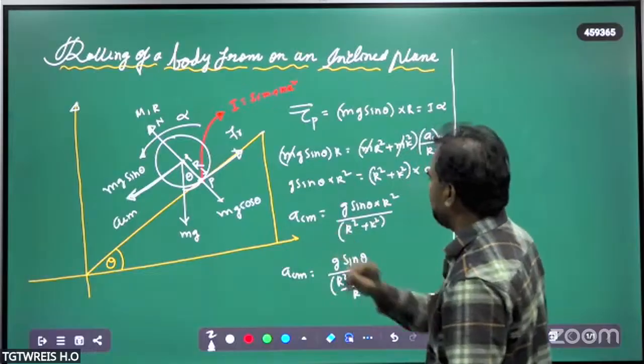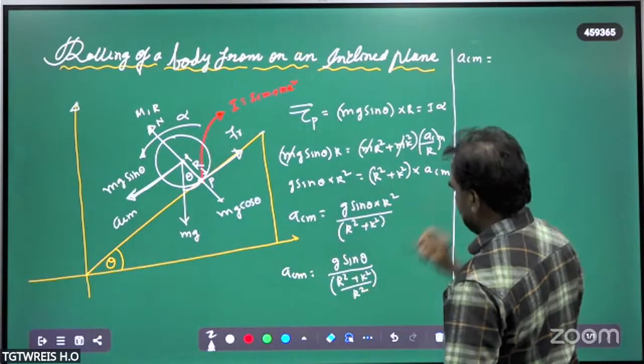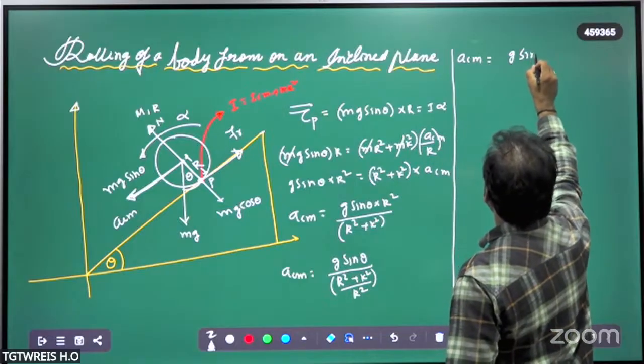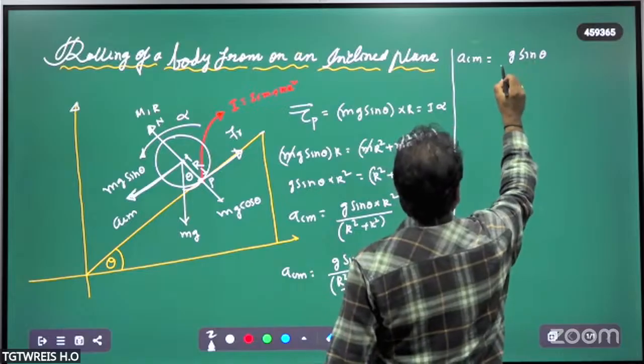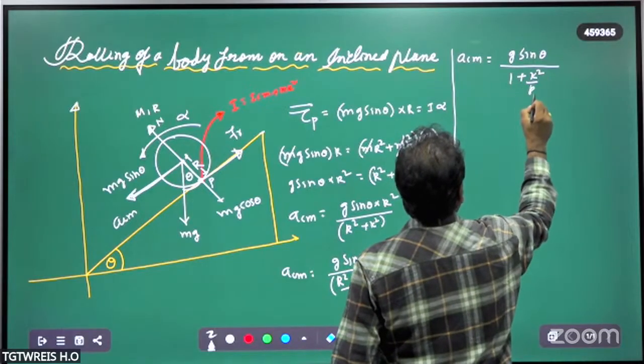Therefore, the acceleration of the center of mass is given by ACM is equal to g sin theta upon 1 plus k square upon r square.